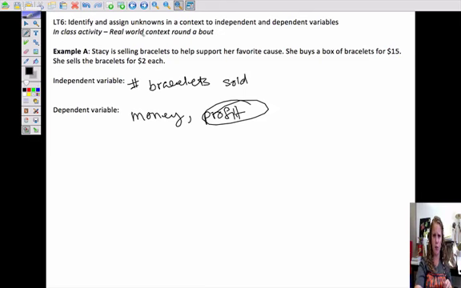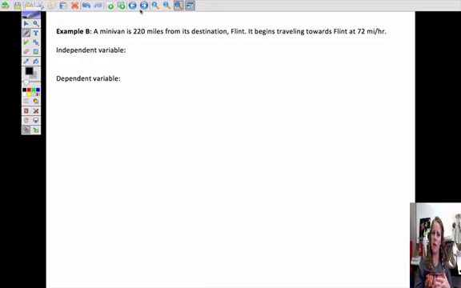So let's move on to another example. Example B: a minivan is 220 miles from its destination, Flint. So there's this town, Flint. The minivan is 220 miles from it. I like to get a visual of what we're doing right away. It's traveling towards Flint at 72 miles per hour. Okay, so we're away from Flint, traveling towards Flint at 72 miles per hour. What are our variables here? Take a second, guess. What are we doing?